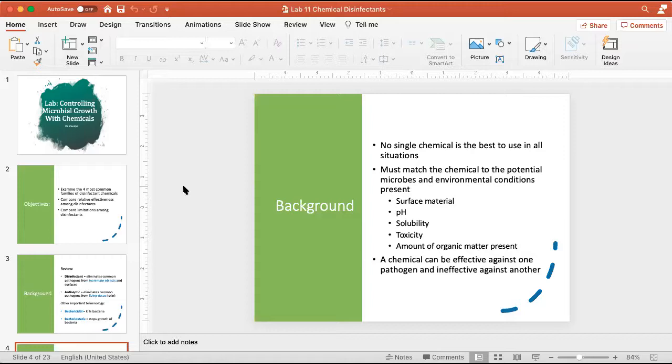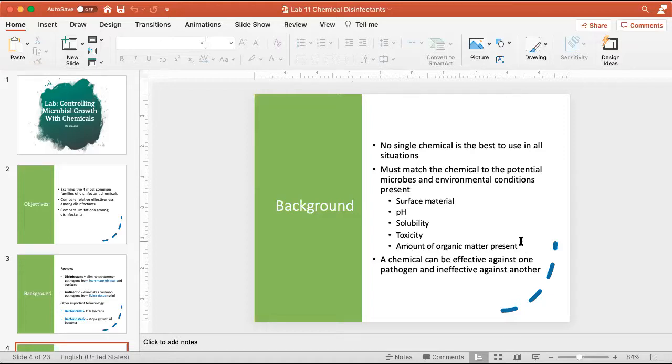We have to know these details because we have to be able to match the disinfectant chemical with whatever it is we're trying to achieve. What is the environment that we're trying to disinfect? What kind of materials are we trying to disinfect? What are the potential pathogens that we think might be present in the environment? The pH, the solubility of these chemicals, the toxicity of these chemicals, whether or not we're talking about a metal surface or whether we're trying to disinfect a softer, more organic surface, all of those things matter.